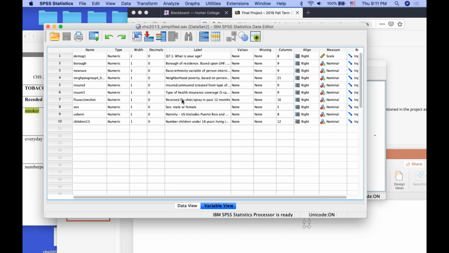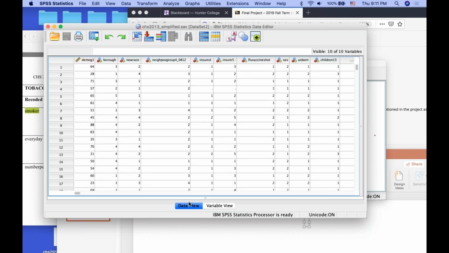Flu vaccine, whether or not they received a flu vaccine in the last 12 months, what their gender was, their nativity, whether they're US born, yes or no, if they had children under 18. So there's a bunch of these. If I look on the data view, the age is numerical. All these others are categorical.